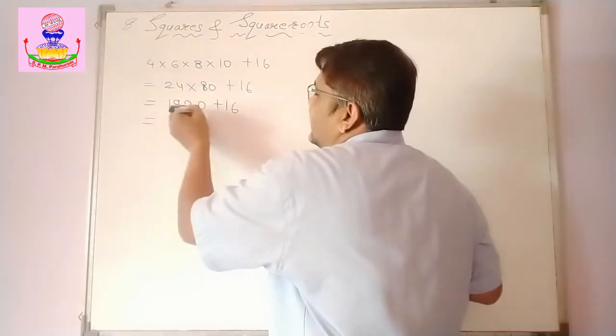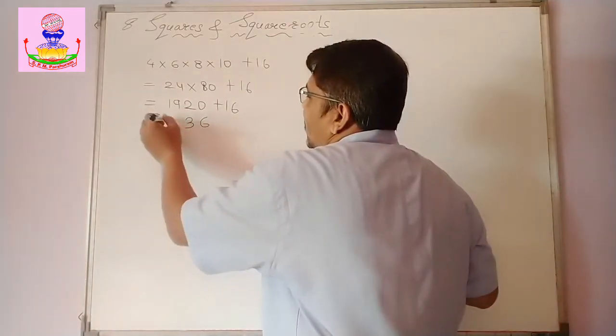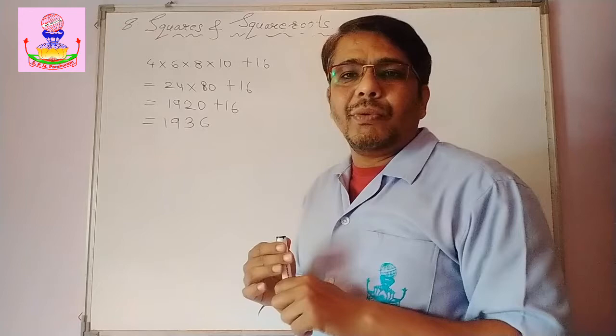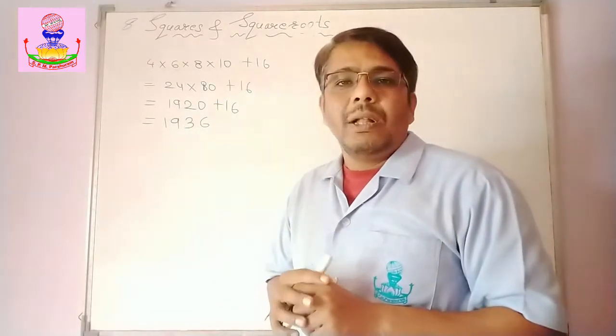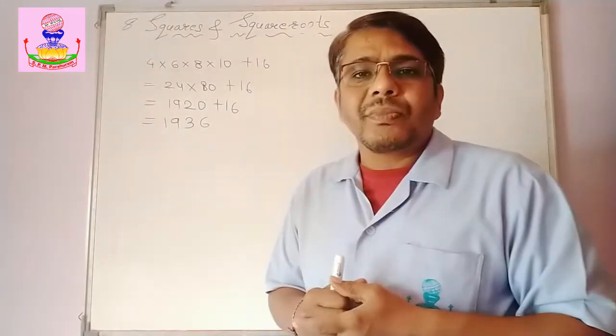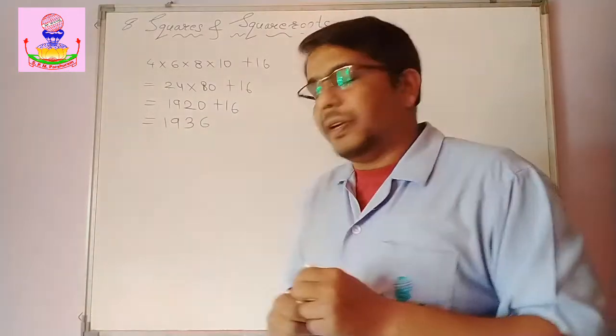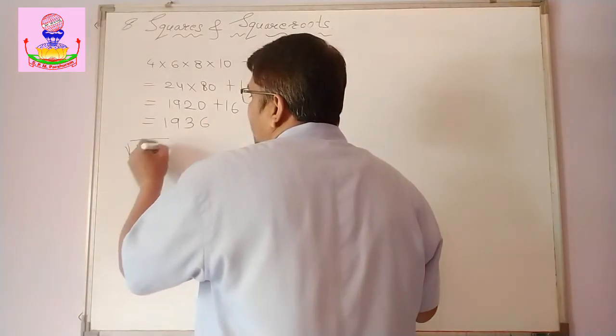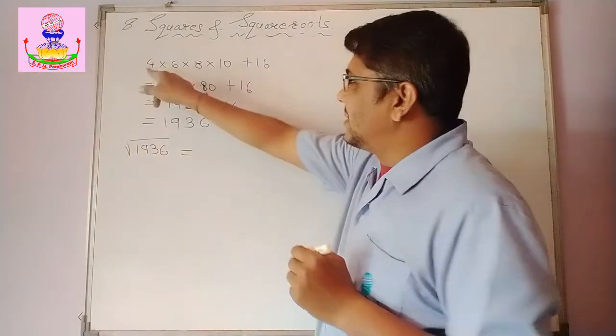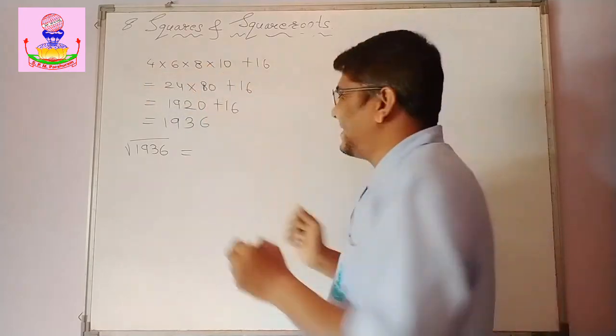Okay, now add this 16 to it. So 6, 2 plus 1, 3, so 1936. So this is a perfect square. So if I want to find the square root of it, what do you do? Take the first number and the last number.